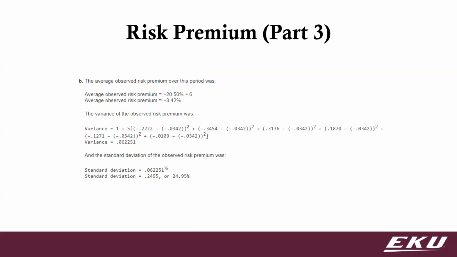For part B, the difference is we're looking at that observed risk premium, and we're saying how different our risk premium is year by year over that observed average. And then by squaring those differences, and then again dividing by 5, because you have 6 observations, so n minus 1. That gives us a variance, and then we calculate the standard deviation by taking the square root of that.